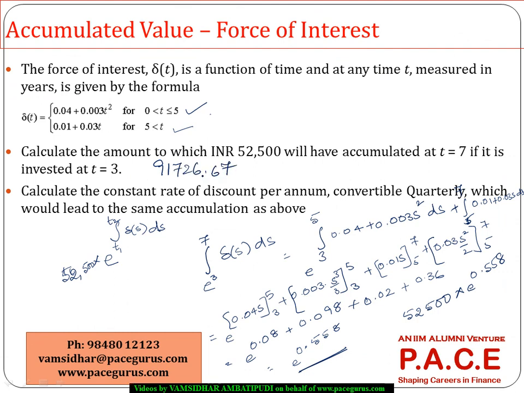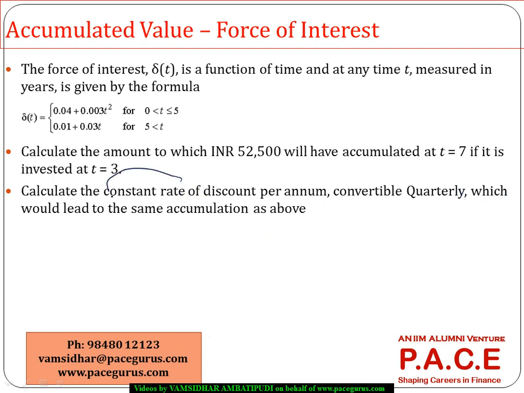91,726.67 at the end of 7 years. If I am going to invest 52,500 at the end of 3 years, it is going to accumulate to 91,726.67 at the end of 7 years. If this is the way the accumulation is, if this is the way the interest rates are going to behave between 3 to 7 periods. And now from there the expectation is to find the constant rate of discount per annum convertible quarterly.